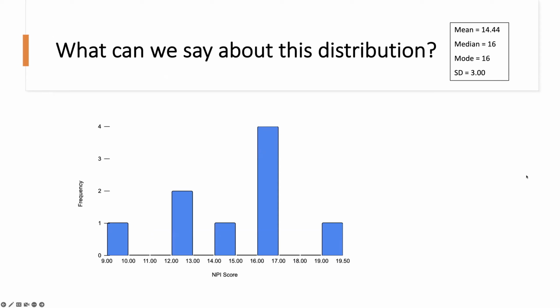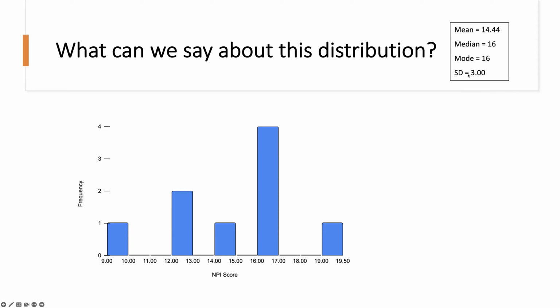So what can we say about this distribution? We could calculate some things. The mean is 14.44. The median is 16. The mode is 16. The standard deviation is 3. Looking at this information, we can see that it's not perfectly symmetrical. Even if I didn't graph it out, by calculating this, if it were perfectly symmetrical, the mean would also be 16. So this tells me something about the shape already.